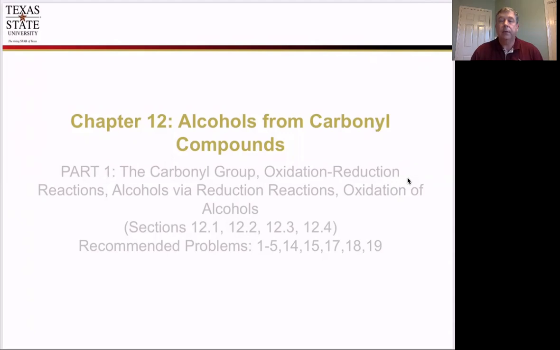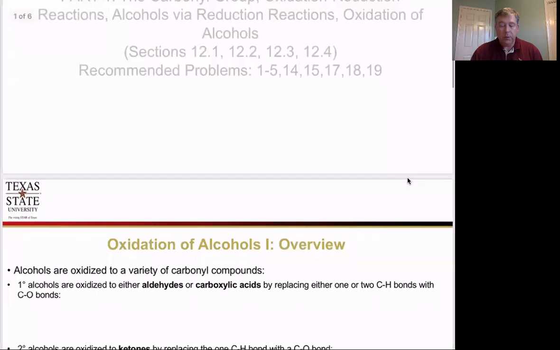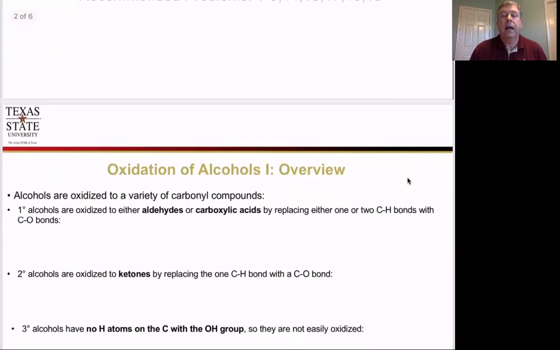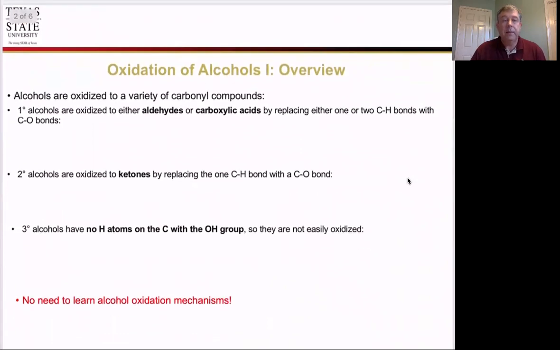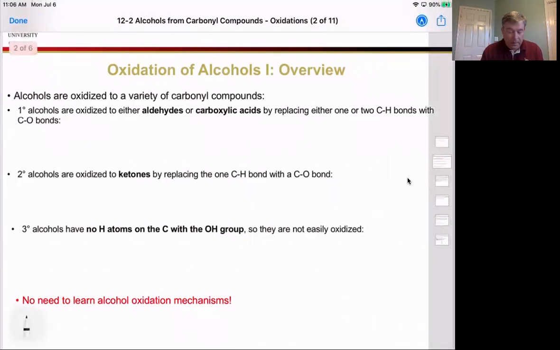In the last section, we learned how to reduce carbonyl compounds to make alcohols. In this one, we're going to talk about oxidizing alcohols to make carbonyl compounds. So we can take primary alcohols and oxidize them to either aldehydes or carboxylic acids by replacing one or two of the hydrogens with our oxygen.